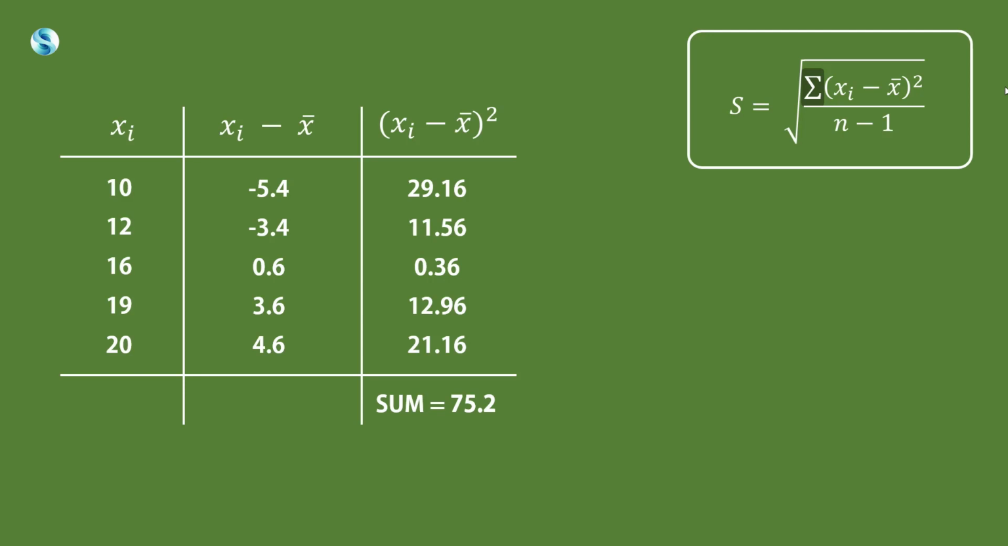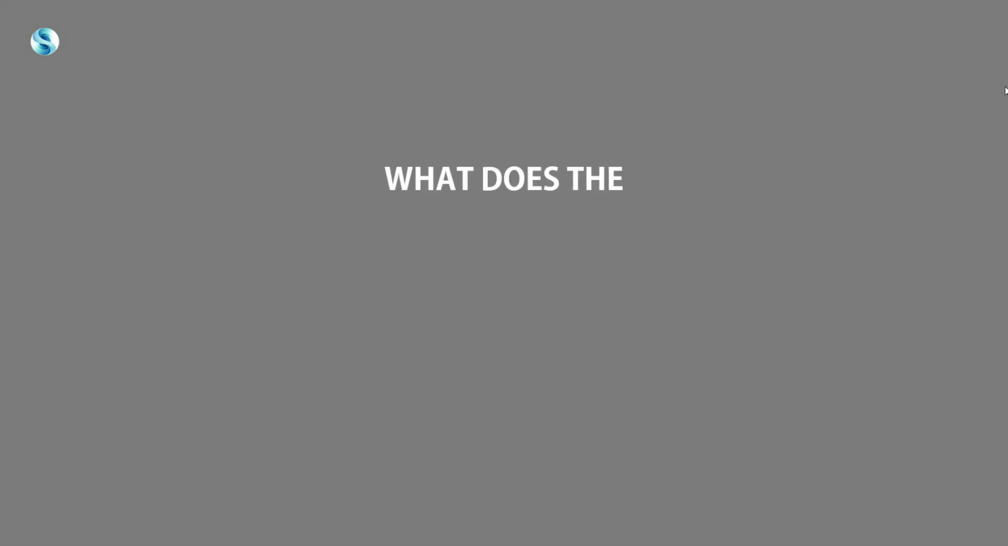Remember that we use this table to calculate the numerator of the formula, so we can now replace it with 75.2. From here, the formula should be pretty straightforward, and n refers to the total number of data values. There are 5 data values in this dataset, so n is equal to 5. We can simplify this and we end up with a standard deviation equal to 4.336. Now, what does the standard deviation even tell us?